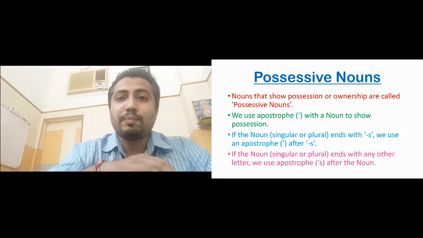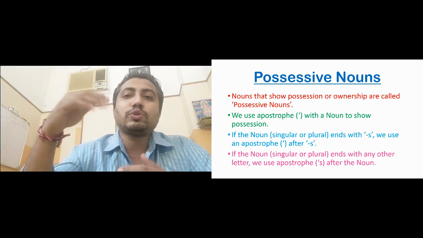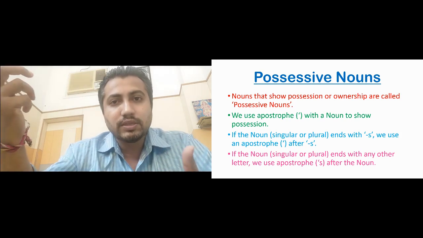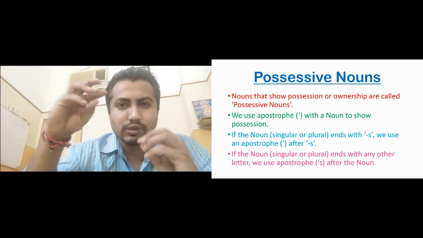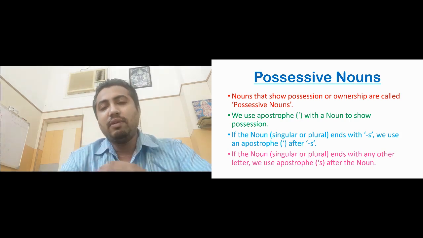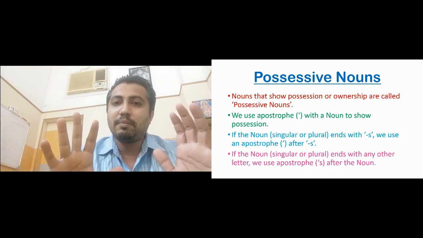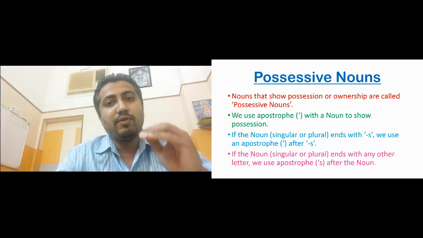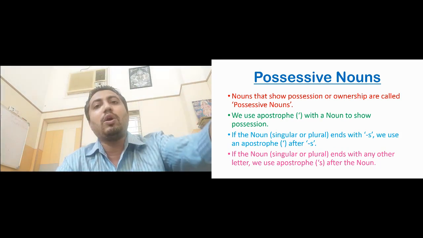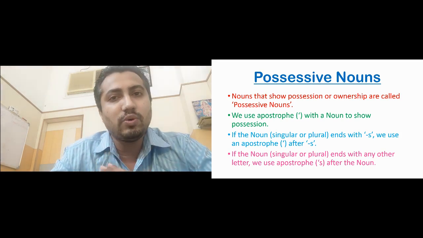So this is what we are going to study. Today in this topic we will be discussing how to use and how to make possessive nouns. There are some small, very simple, very easy rules. The main motive of possessive nouns is to show that something belongs to a noun, so we use possessive nouns.